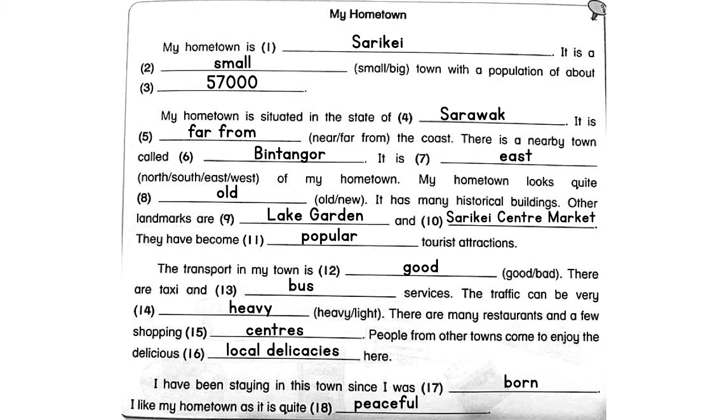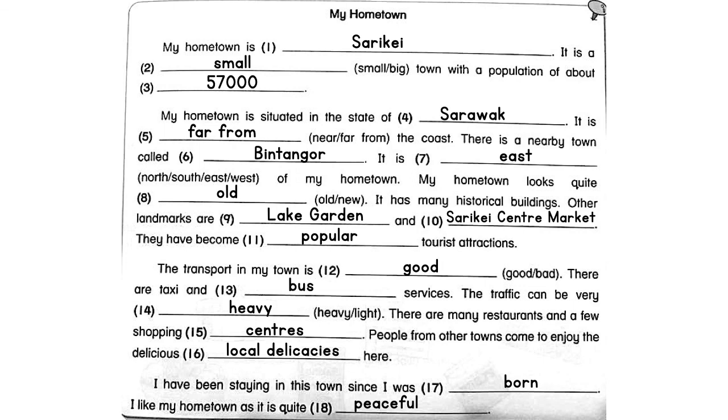Other landmarks are, okay, what are the popular places to go? Lake Garden and Sarike Center Market. Okay, they have become popular tourist attractions. Means people will go to Lake Garden and Sarike Center Market when they visit Sarike. The transport in my town is good or bad? Definitely good. There are taxi and bus services. The traffic can be very heavy or light. So I choose heavy, especially during the holiday. There are many restaurants and a few shopping centers.